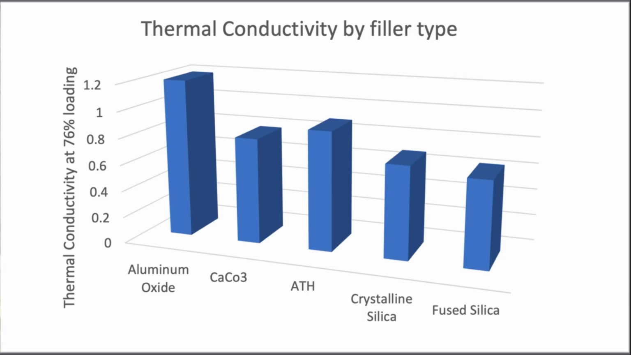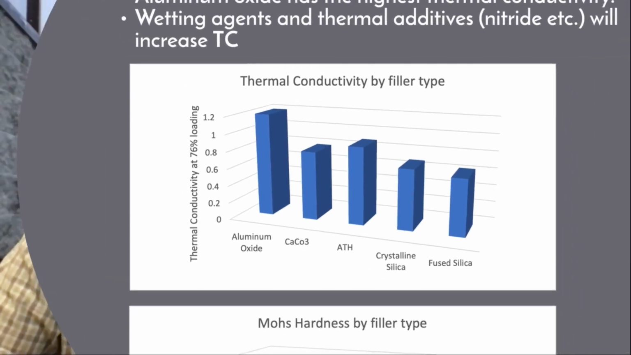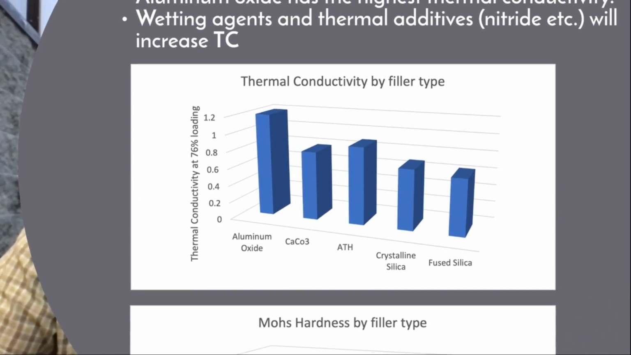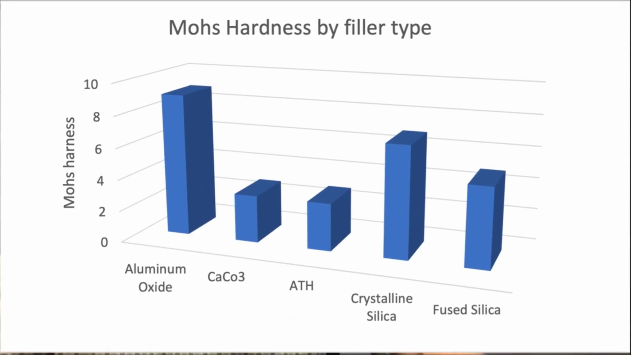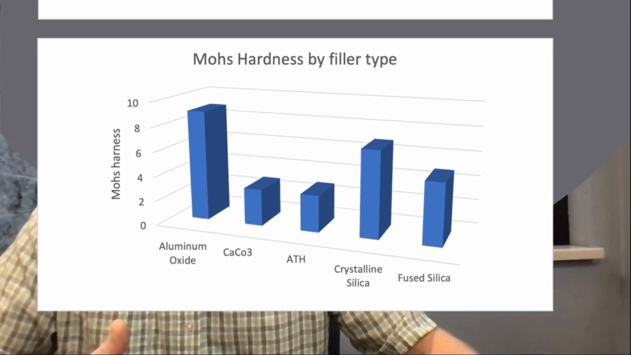Almost 0.4 watt per meter Kelvin higher than any of the other fillers. And understanding that, it's important to understand that aluminum oxide, though it has a higher thermal conductivity, also has the highest Mohs hardness. So you're going to need to make sure that your meter, mix and dispense equipment is designed to handle that.